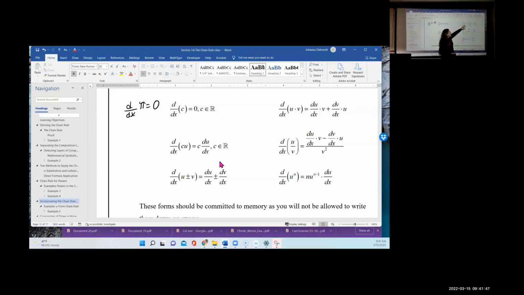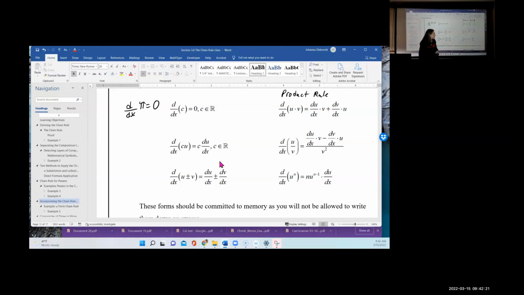This is the product rule up here. It looks a little different from the way that you've memorized it, but it is the same product rule. So this is your f prime g plus g prime f. That's basically what you have up there. And then the next one down is the quotient rule. And this is your f prime g minus g prime f over g squared. But it has the chain rule built into it.